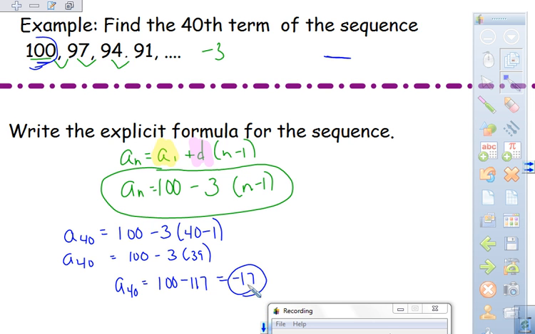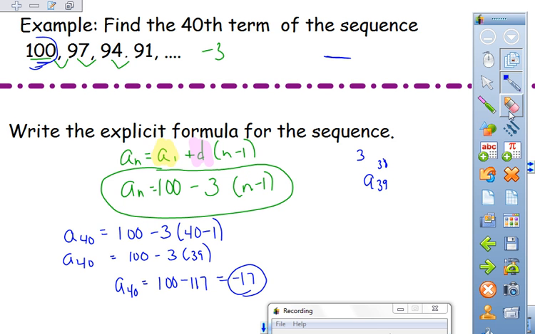So this is different from recursive. In recursive, you had to have the previous number to get the number that you wanted. So in this case, we would have had to have the 39th number, the 38th number, and all of those numbers before to get the answer that we wanted.